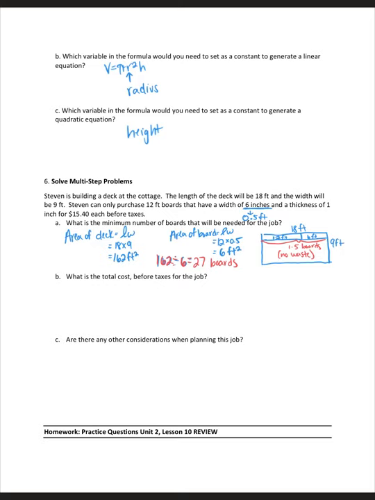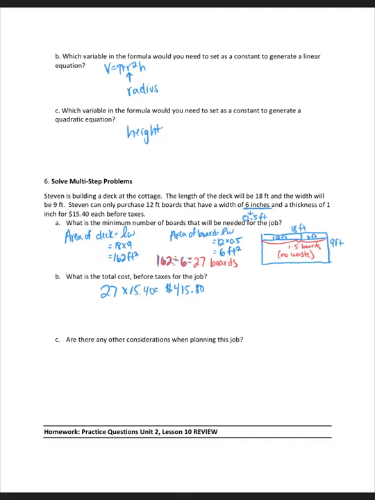What is the total cost before taxes for the job? If the minimum we choose to buy is 27 boards, and they cost $15.40 per board, that's going to equal $415.80.